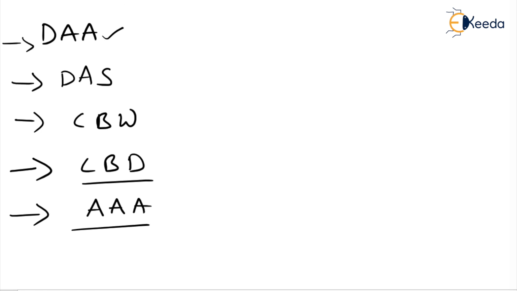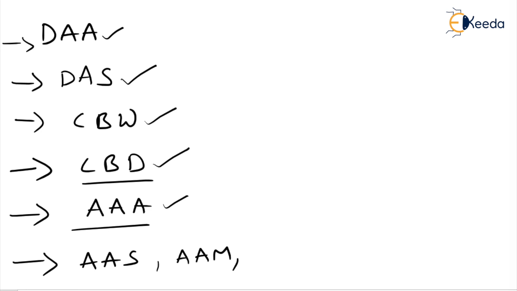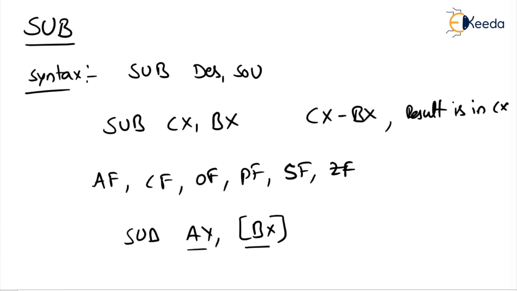Next, decimal adjust after BCD subtraction, convert signed byte to signed word, and convert signed word to signed double word. ASCII adjust after addition, ASCII adjust after subtraction, ASCII adjust after multiplication, and ASCII adjust after division. The main important ones are addition, subtraction, multiplication, division, increment and decrement. Right? So this is about today's class.